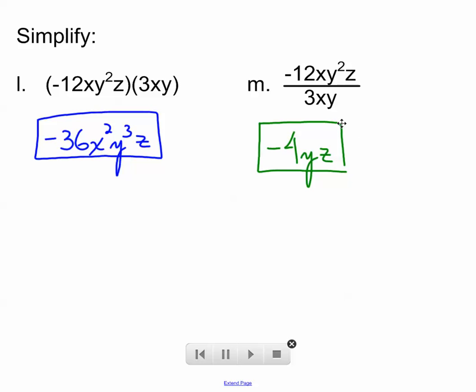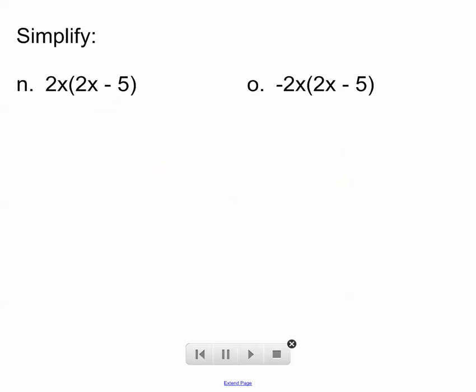Okay, so just look at each variable. Negative 12 divided by 3 is negative 4. X divided by x is 1, so we don't need that 1. Y squared divided by y is y, and z becomes z. And we're done. We've simplified those expressions.